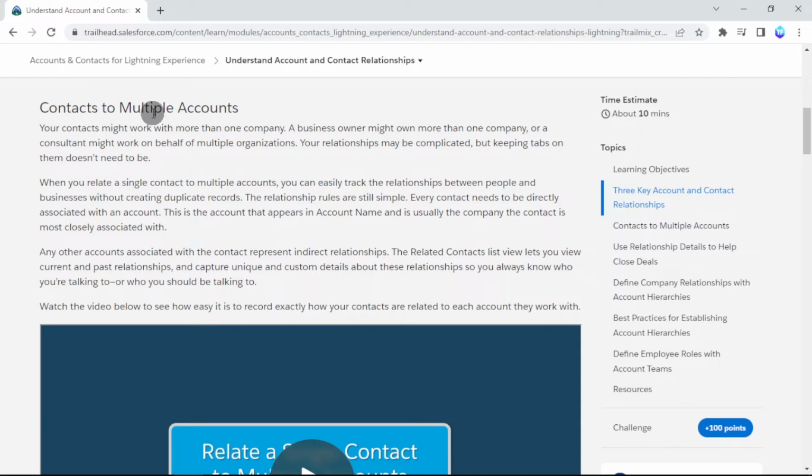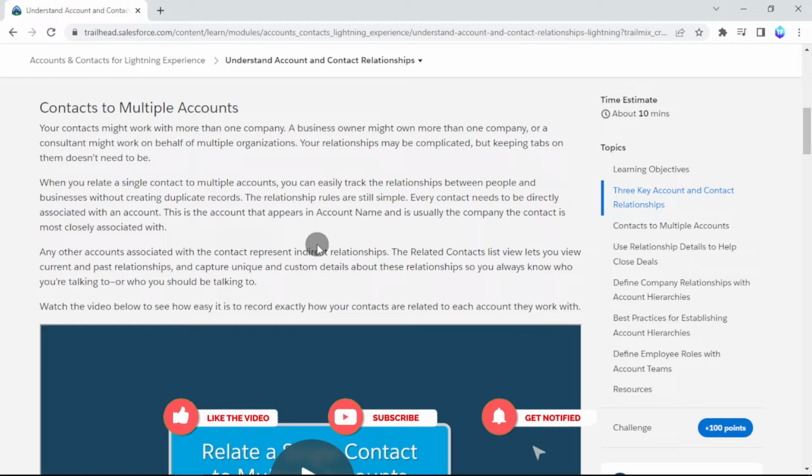Next, we look at contacts to multiple accounts. When we relate a single contact to multiple accounts, we can easily track the relationship between people and businesses without creating duplicate records. The rules are simple. Every contact needs to be directly associated with an account. Any other account associated with the contact represents indirect relationships. That is, in contacts to multiple accounts, we have two types of relationship, that is direct relationship and indirect relationship.